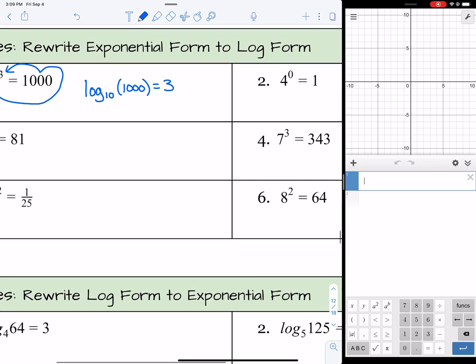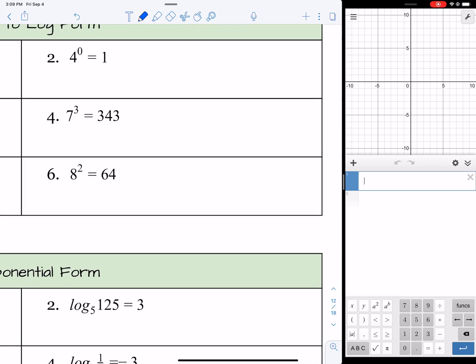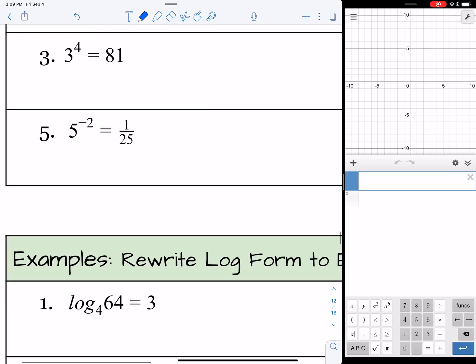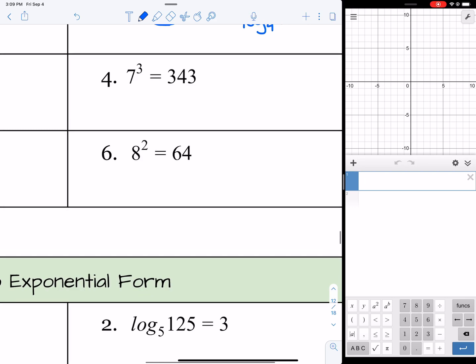So the next one, number 2, says 4 to the 0 power equals 1. So I'm going to write log, because I'm writing it in log form. I'm going to say log base 4 of 1 equals 0. And that's it. So let's keep going with a few more. So this one says 3 to the 4th equals 81. So I'm going to say log base 3 of 81 equals 4. For number 4, I'm going to say log base 7 of 343 is equal to the exponent, which was 3.